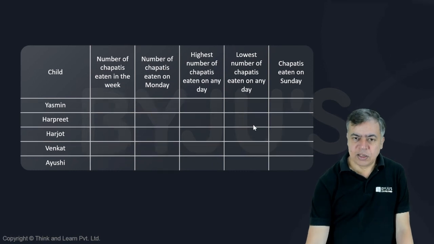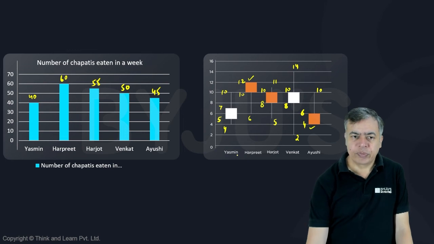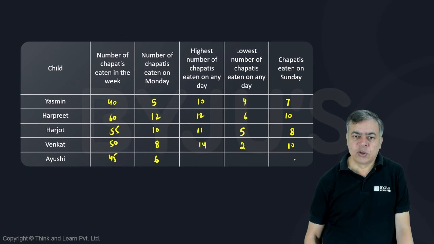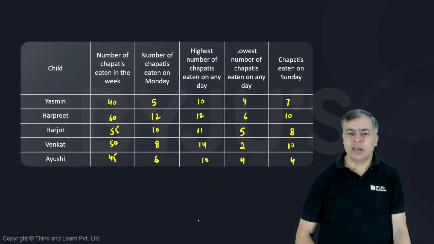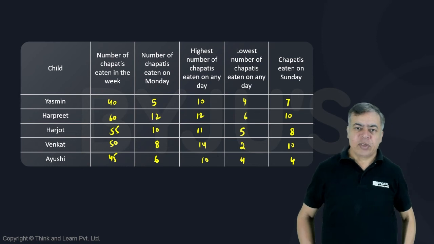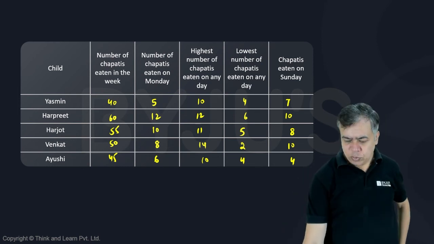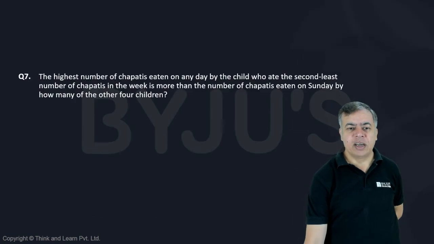And now the last one, that is Ayushi. It would be 6, 4, 10 and 4 again. So this is the data. Based on this data, you can now answer all the questions. Once you know how to read the data, the questions are going to be simple.